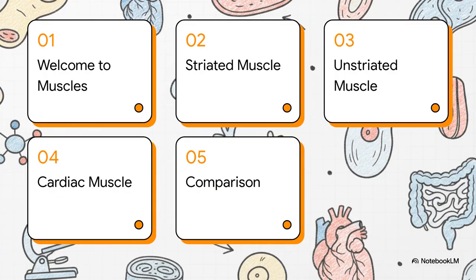Okay, so here is a quick roadmap for this explainer. We'll start off by defining what muscular tissue actually is. Then we are going to explore the three distinct types of muscle. That's striated, unstriated, and cardiac. And to wrap it all up, we'll do a really helpful side-by-side comparison of all three.